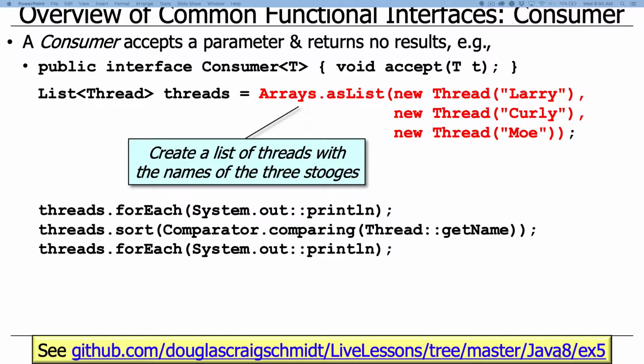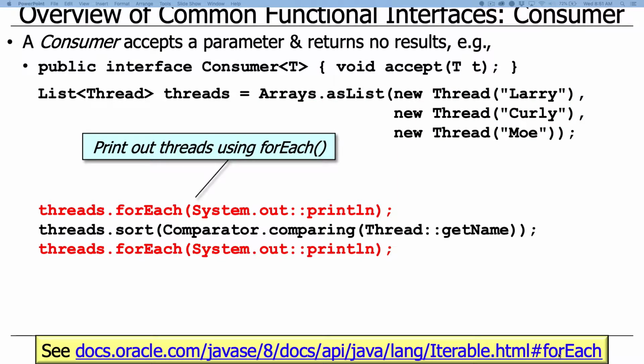Let's take a simple look at an example to illustrate how consumers can be used. This is a variant of what we looked at before. Actually, it's the same thing we looked at before. We're just going to focus on a different part of it. This is the example where we create a list of threads, where we give the threads the names of the Three Stooges. And this time, rather than focusing on the sorting part, we're going to focus instead on the part that's going to print out the elements that are in that list. So we're going to look at the forEach method. So you can see threads.forEach. That's the forEach method defined on Iterable. And what it'll do is it'll iterate through every element in the list and call println on each one.